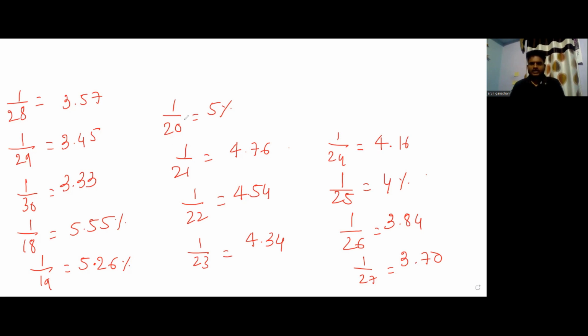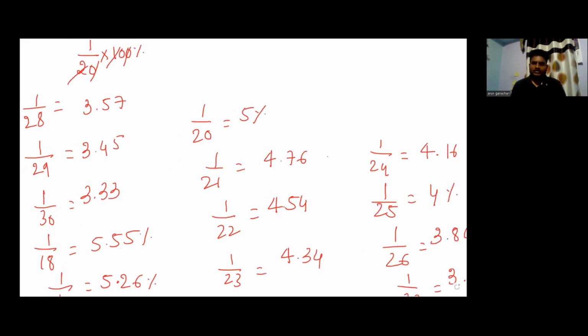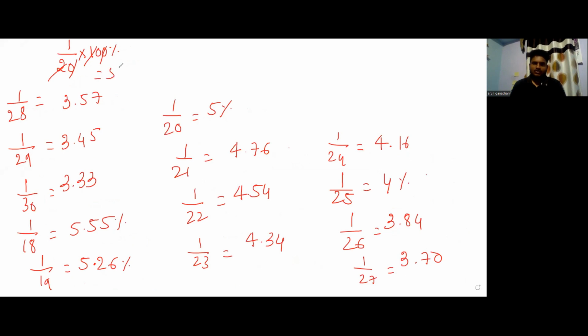And when I write 1 by 20 is 5%, we are assuming the rest of the things. What are we assuming? We are assuming that 1 by 20 into 100% was done. After doing all of this, 2 ones are 2, 5s are 5, and the answer turned out to be 5%. Getting this? We are directly writing just to save some time.